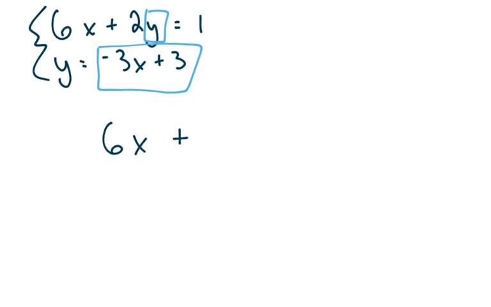So 6x plus 2, and instead of writing y, I'm going to write negative 3x plus 3, because that y is the same as this, since that y is the same as this. Equals 1, and then I do that because now I only have one variable, x, and it's written in one equation, so I can solve for it now.